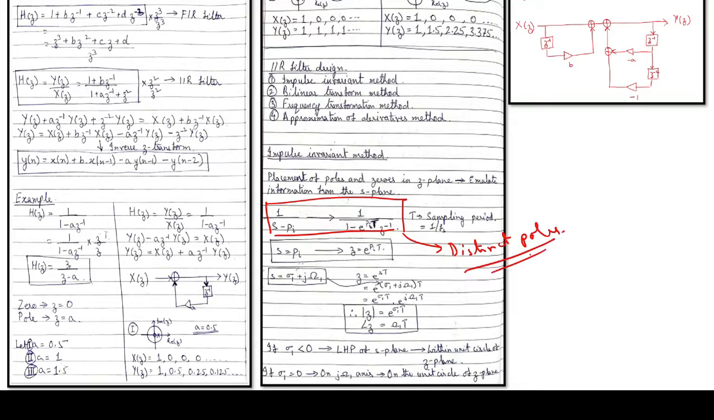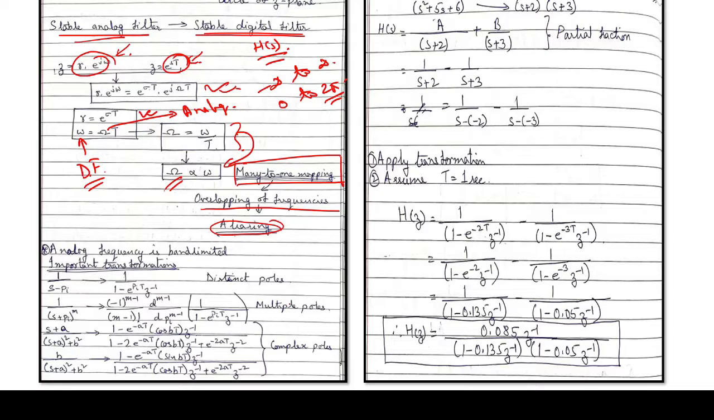Under certain conditions, even if you are given a complex system, if you are able to factorize it into simple poles and get into a position where you can get this kind of fraction, then you can use the impulse invariant method to directly implement the filter. However, if that is not the case, if you have multiple poles and you are not able to solve that, then these equations for the multiple poles and the complex poles come into the picture.